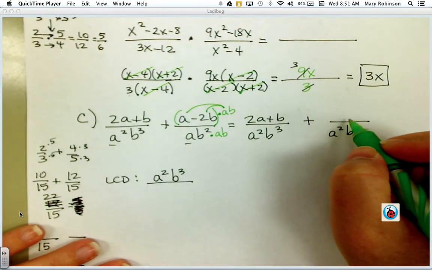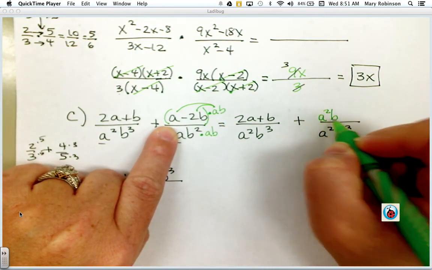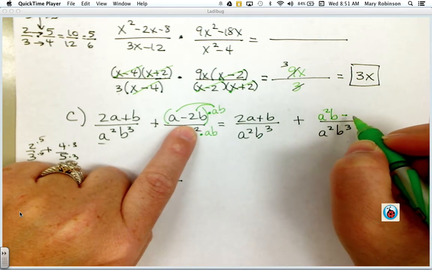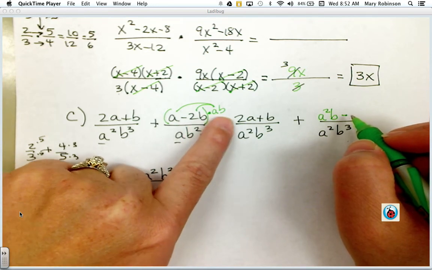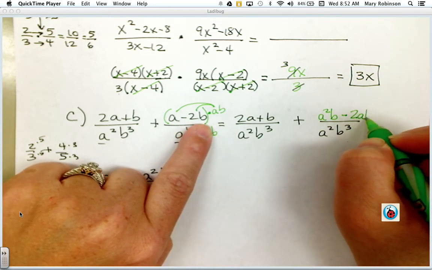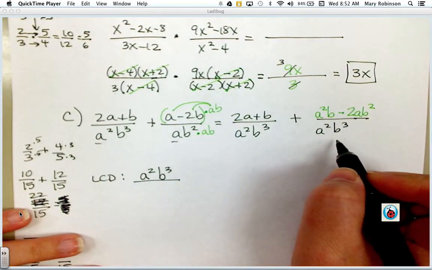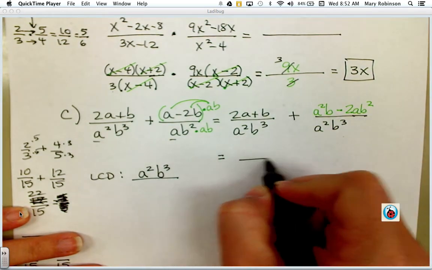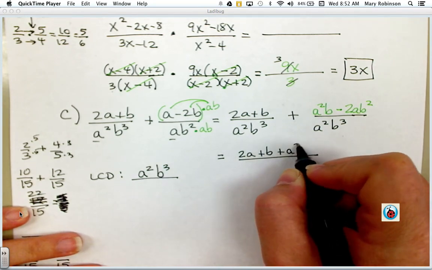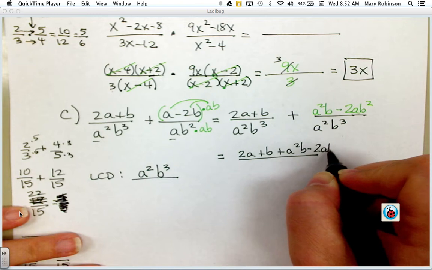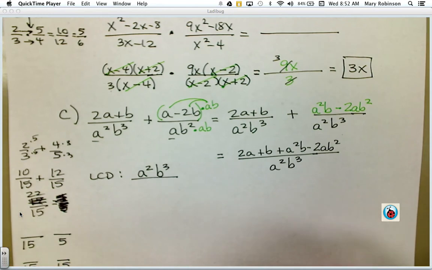So now, for this numerator, I'm going to distribute ab to a. That gives me a squared b, minus, and then 2 times b, 2b times ab will give us negative 2ab squared. So that's our new numerator. Now we have like denominators, so that means we can add our numerators together. So we would have 2a plus b plus a squared b minus 2ab squared, all over our common denominator of a squared b cubed.